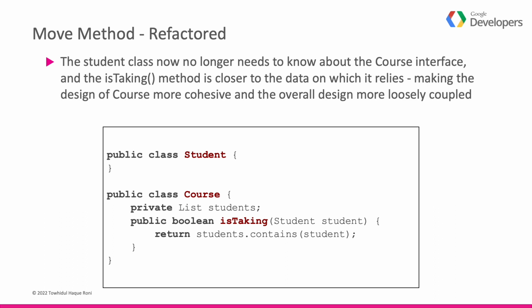Now the is taking method resides in the course class, where it directly interacts with the student's lists. The student class no longer needs to know about the internal structure of the course class, promoting a more cohesive design and reducing the coupling between the two classes.